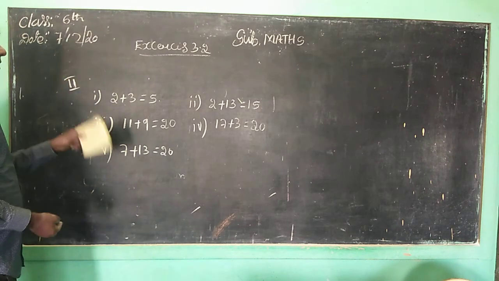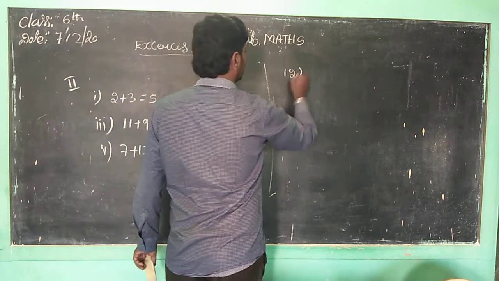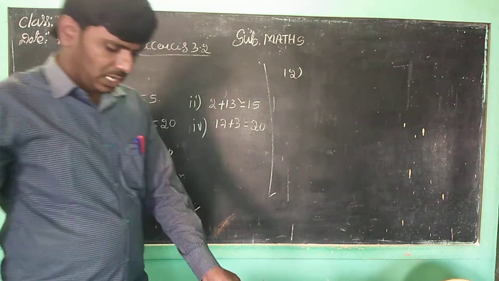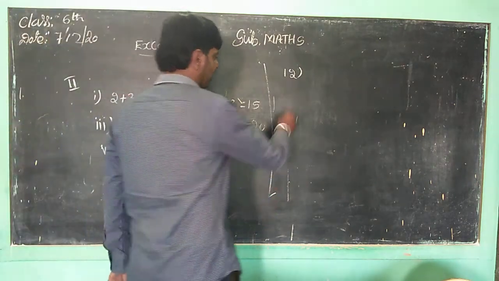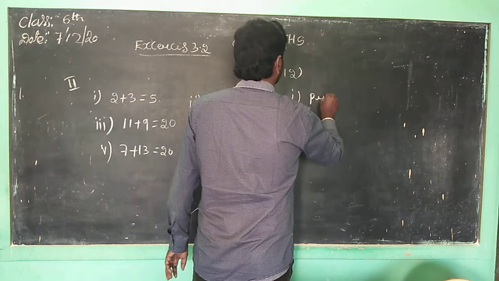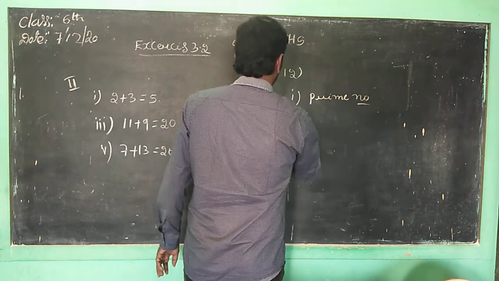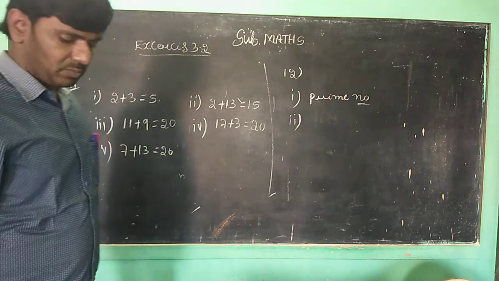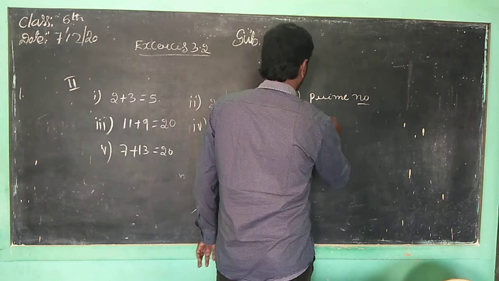Children, now the 12th question: fill in the blanks. What is the first question? A number which has only 2 factors is called a prime number. Second one: a number which has more than 2 factors is called a composite number.